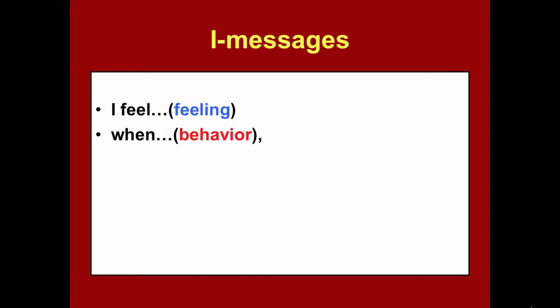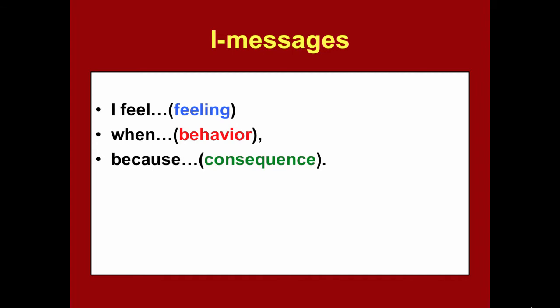So how do we create an I message? Here's the strategy. Step 1. State the feelings the behavior produces for you. Step 2. Describe the behavior which is triggering your feelings. And step 3. State the consequence of this behavior.